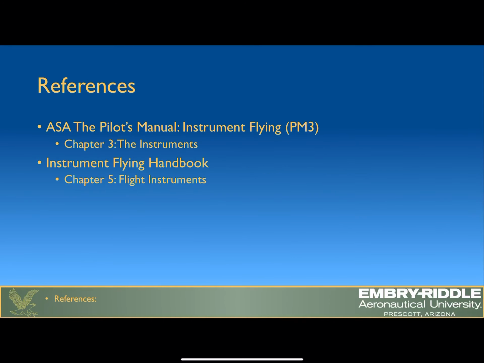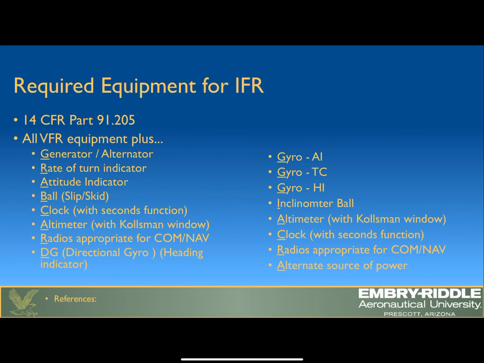Here are our references. If you want to get some additional information, the ASA, the Pilot's Manual Instrument Flying Handbook, you can buy that book. We're in chapter 3 out of that one. Or you can just use the Instrument Flying Handbook, chapter 5, talking about the flight instruments. But again, a lot of this should be review. So if you have notes from your private pilot ground school or you know those references already, those are great sources to pull up if you have them. All right, so let's begin by talking about the required equipment for IFR flight.